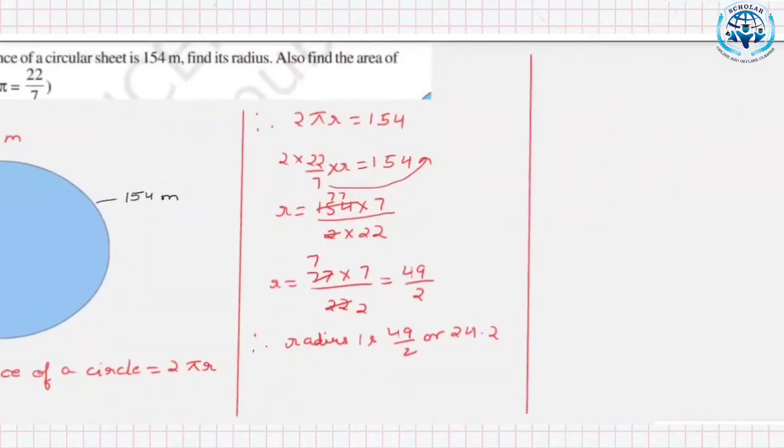Now we will find the area. If we know the radius, we can easily find out the area by putting the measurements in pi r square.